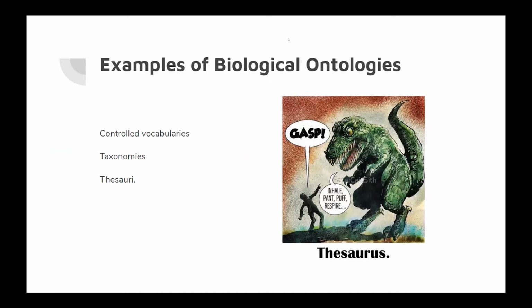So here are the examples of biological ontologies. We have controlled vocabularies, which is like a thesaurus, like this guy right here. And taxonomies, I'll go on about that later. And thesauri, which I already said.